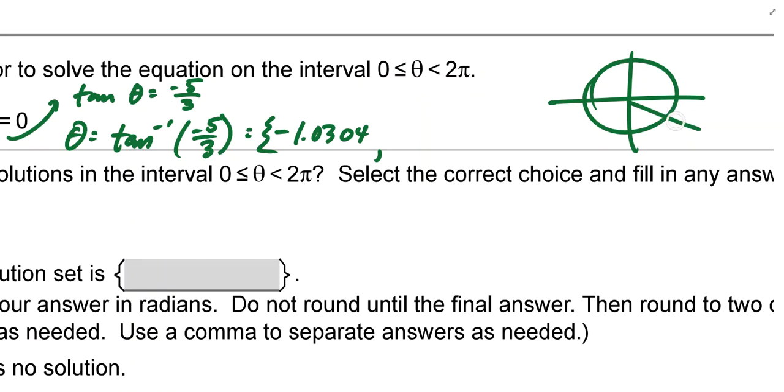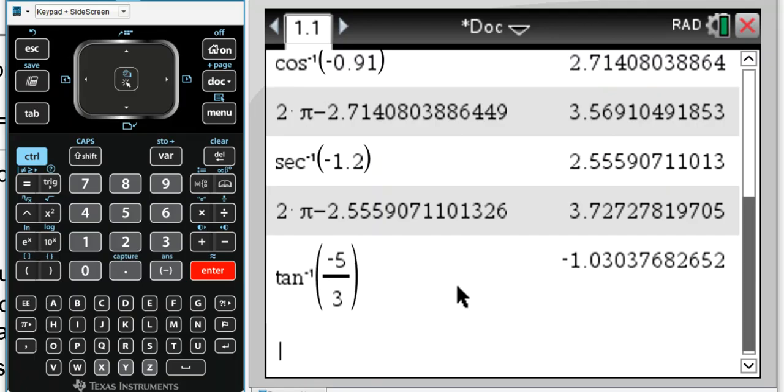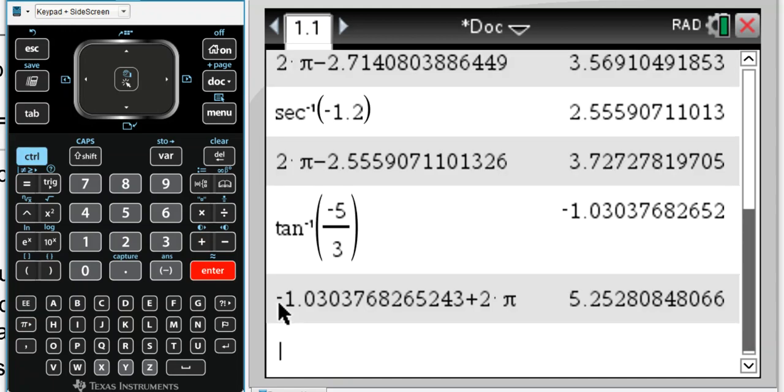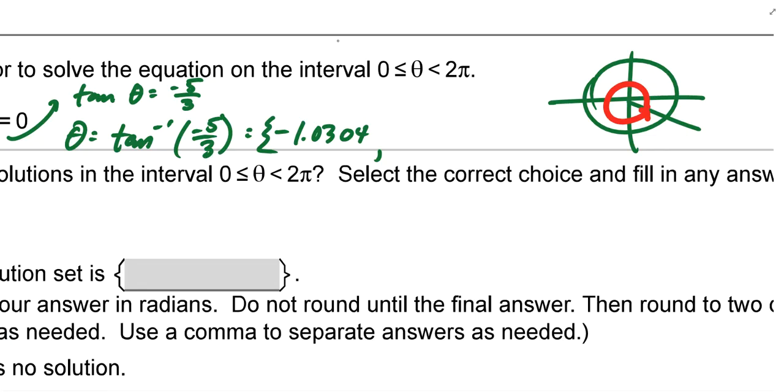So we're going to have to fix that. If I'm talking about this position in the unit circle, but it was given to me as negative 1.03, then I need to add to it 2 pi radians, an additional rotation to get this angle measure lined up in the same spot. So I'm going to do that first. I'm going to take this previous answer and add to it 2 pi. So one solution is 5.2528 radians. That would be better than this one. We'll call this one 5.2528.